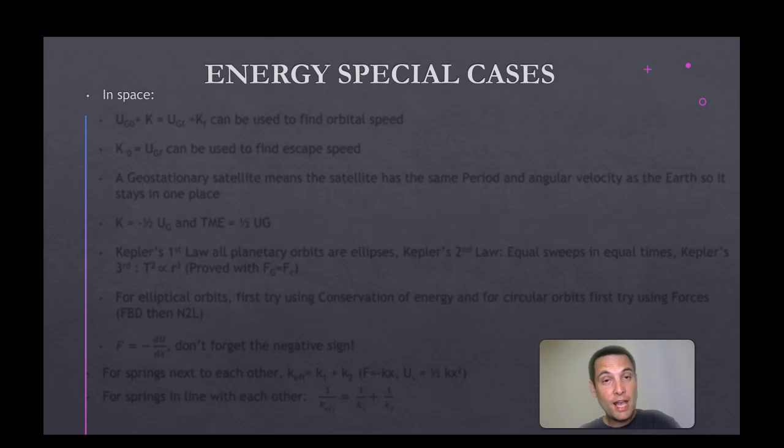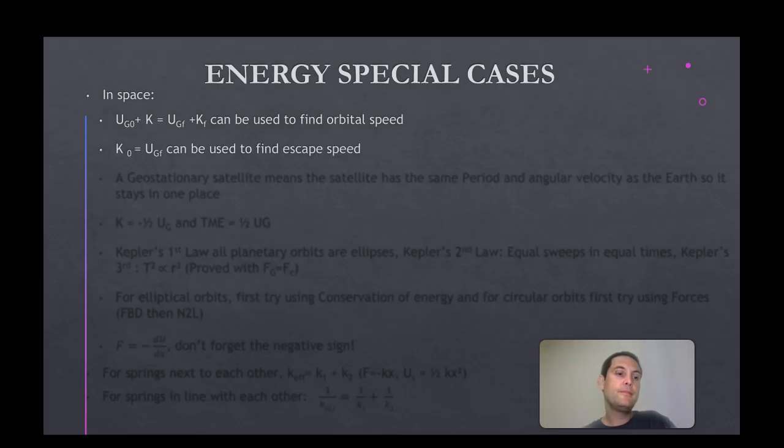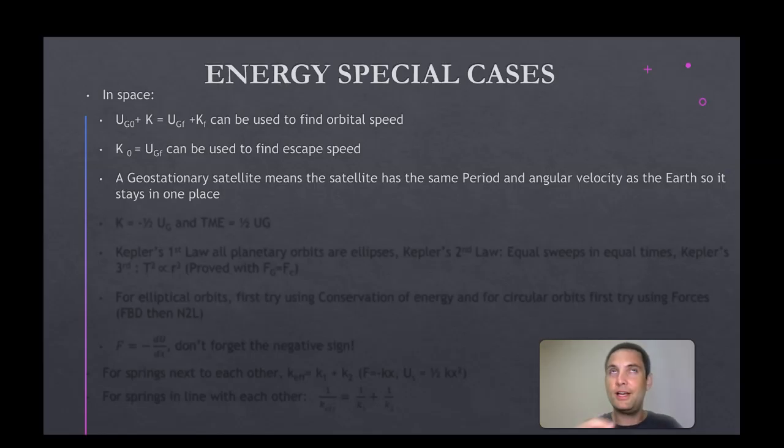For a couple special cases for energy, we're going to start off with space. You can use your statement of conservation of energy, where you have gravitational potential energy and kinetic energy, both in the beginning and in the end, and you can set those two equal to each other to find your orbital speed. You can also set initial kinetic energy equal to final gravitational potential energy to find your escape speed. Or switch that: final kinetic energy equals initial gravitational potential energy to find escape speed.